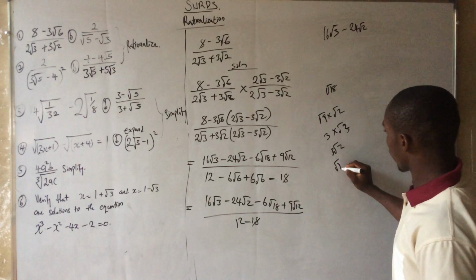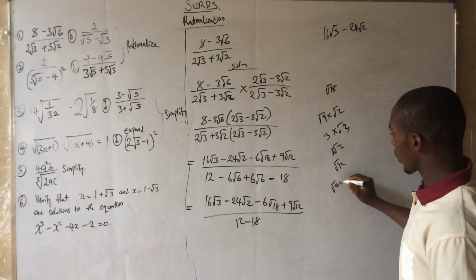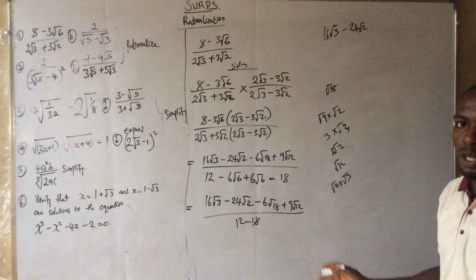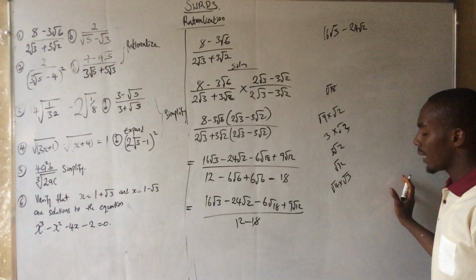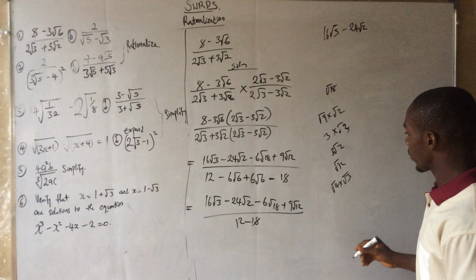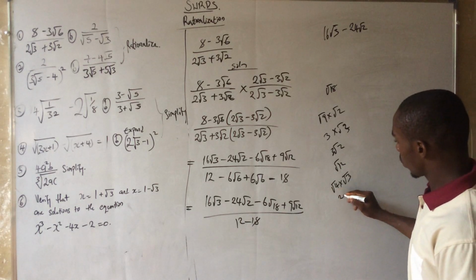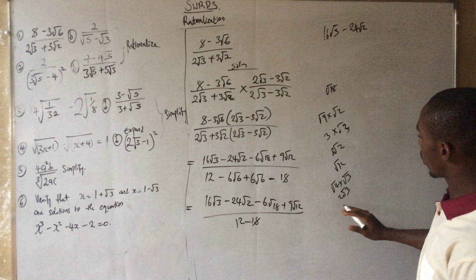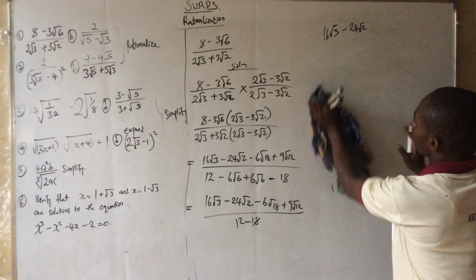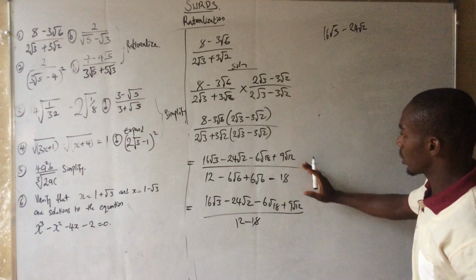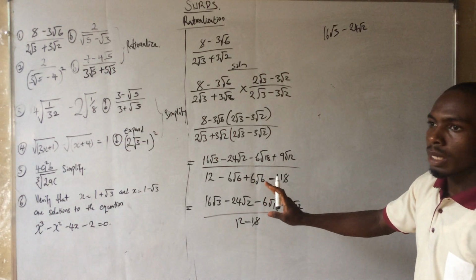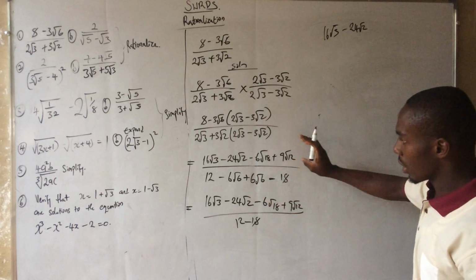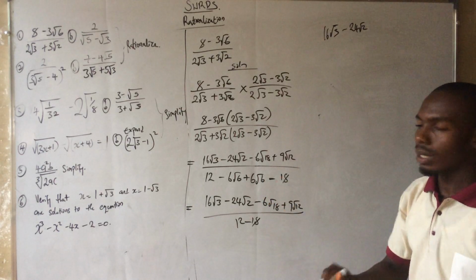This is root 12. Root 12 can be written as root 4 multiplied by root 3. That is splitting the radical, splitting the surd form. So now this is also root 3. So that's what I'm going to be using here. Instead of writing root 18, I will write 3 root 2. Instead of writing root 12, I will write 2 root 3.